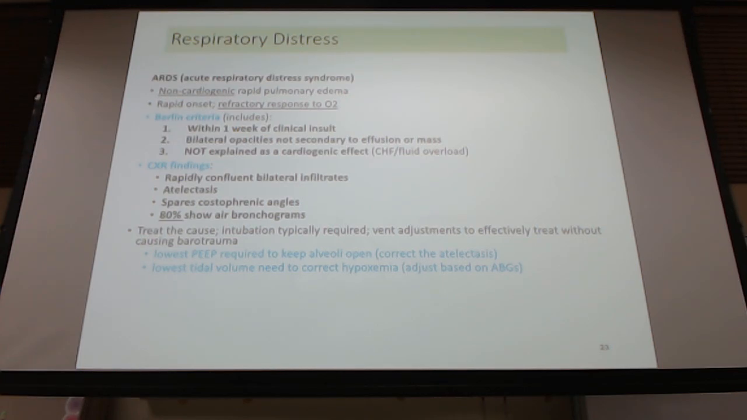And most of them will show that. Again, treat the cause, intubation typically required. This is similar to respiratory failure. We want to try to correct the atelectasis with some PEEP to blow them open, but you don't want to get crazy. You don't want to cause barotrauma. And then the tidal volume, right, the volume of air. You start with about 500 cc's, and then you check your ABGs to see.